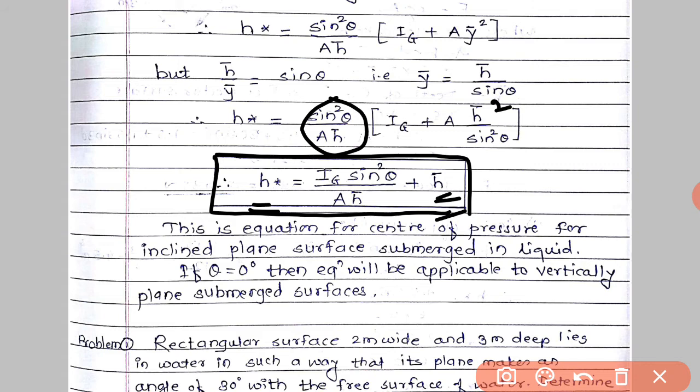If theta angle is 0, then it will be applicable to a plane submerged surface. So for a plane submerged or horizontal surface, h star will be equal to h bar. So see here, this will be the final equation. H star will be Ig sin square theta upon A h bar plus h bar. This is the equation for center of pressure for an inclined plane surface submerged in liquid.